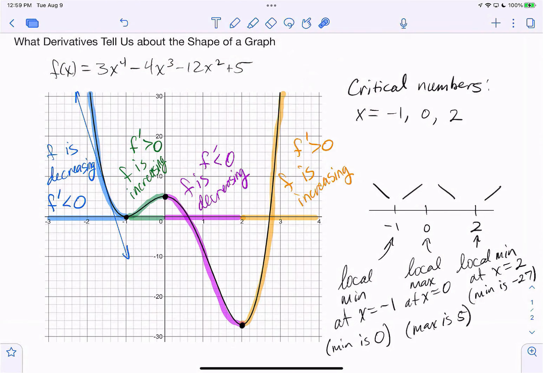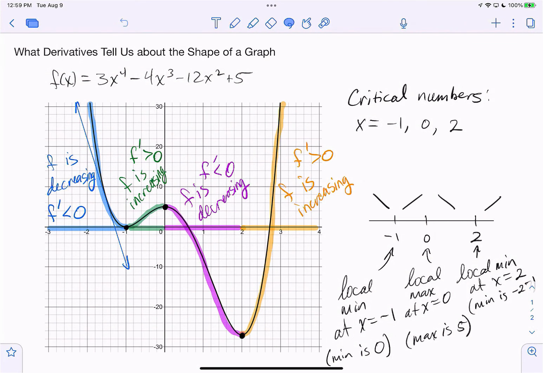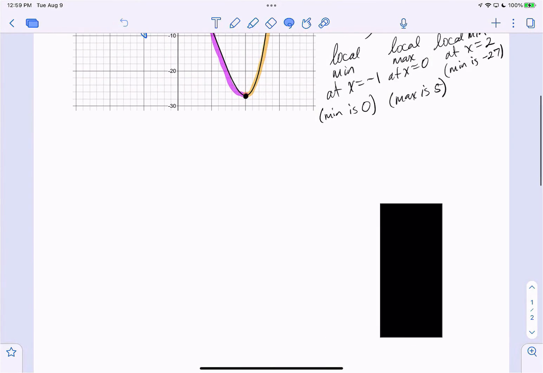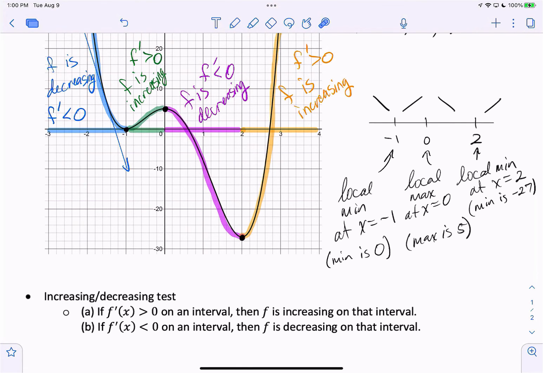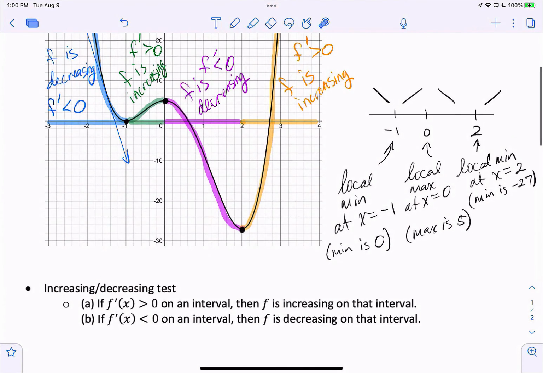But here's the point. If I've got a critical number and the derivative changes signs from either negative to positive or from positive to negative, then I have a local max or a local min. All of this is summarized by the following. We have something called an increasing-decreasing test, and it says what we just said. If f prime is positive on an interval, then f is increasing on that interval. If f prime is negative on an interval, then f is decreasing on that interval. I think it makes sense.